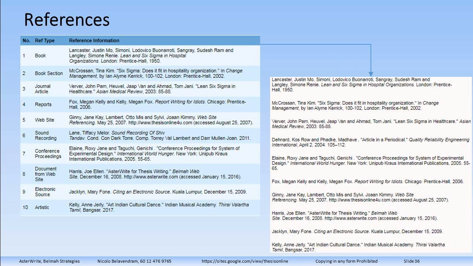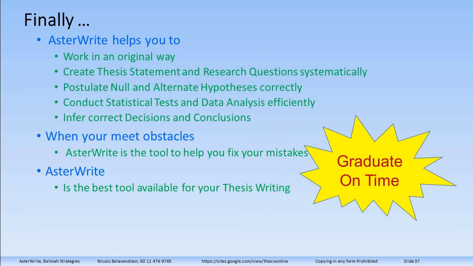AsterWrite allows you to add references. The manage sources within references allows you to add large numbers of references that you used in your program of work. Finally, AsterWrite helps you to conduct deeper research in your own way. Create thesis statement and research questions systematically. Postulate null and alternate hypotheses correctly. Conduct statistical tests and data analysis efficiently. Infer decisions and conclusions correctly.